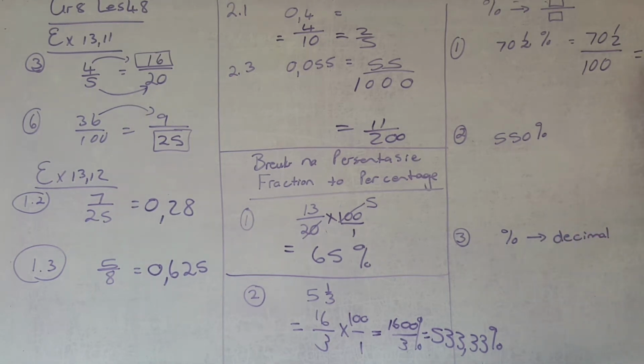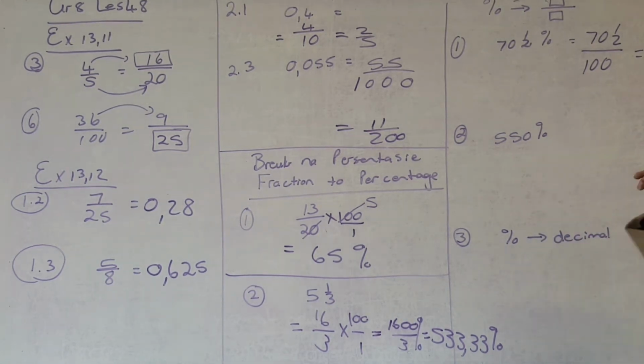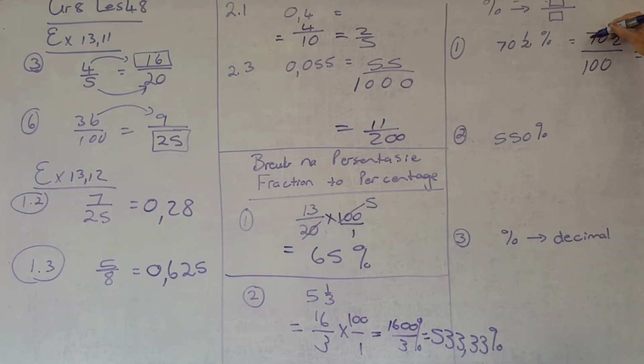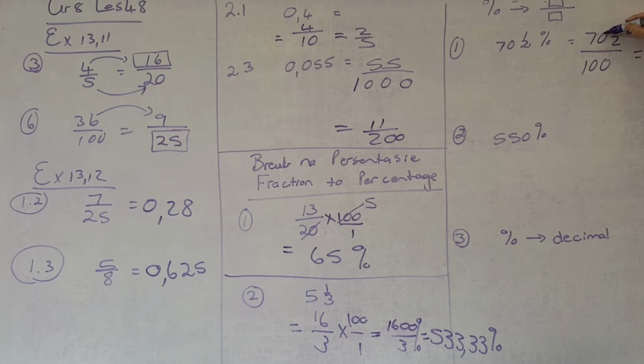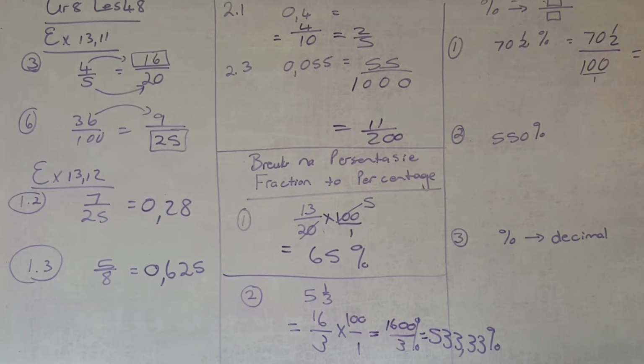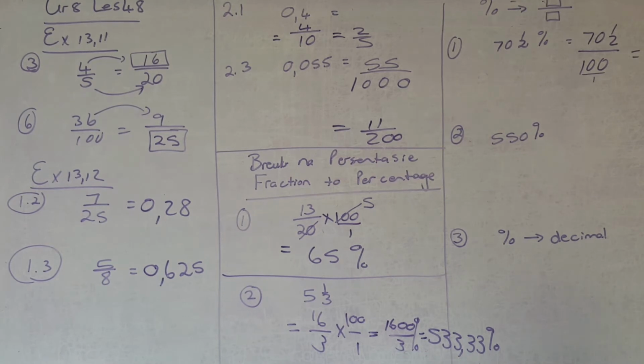Dan gaan jy mos nou vir my kan sê, maar 70,5 gedeel deur 100. Can I do it with my own brain? Yes, you can. You can do that and times it with each other. So you're going to have 70 times 2 is 141 over 2, and instead of divide by 100 over 1, you're going to times with 1 over 100. I don't want you to do that, but you're able to do that with your own brain.